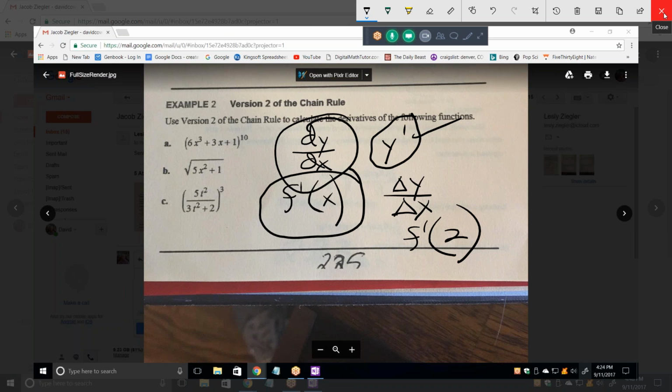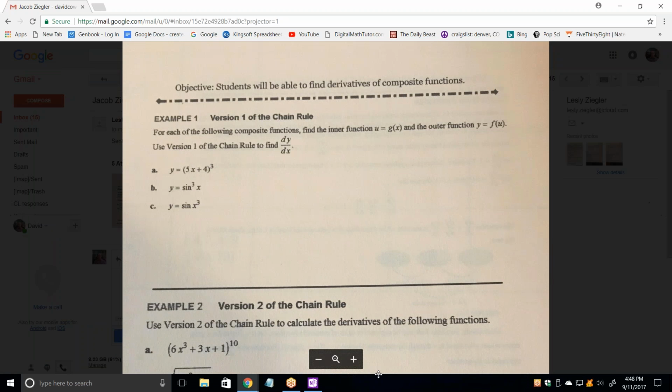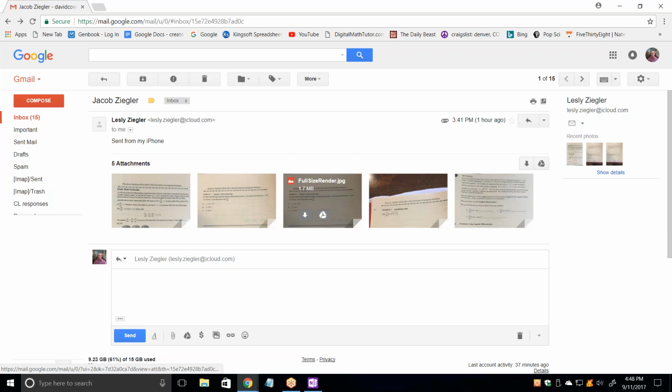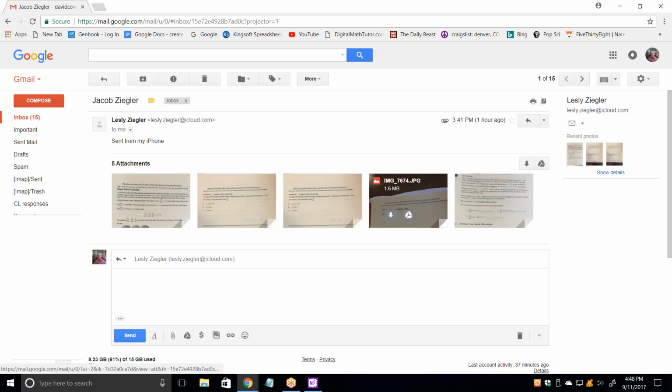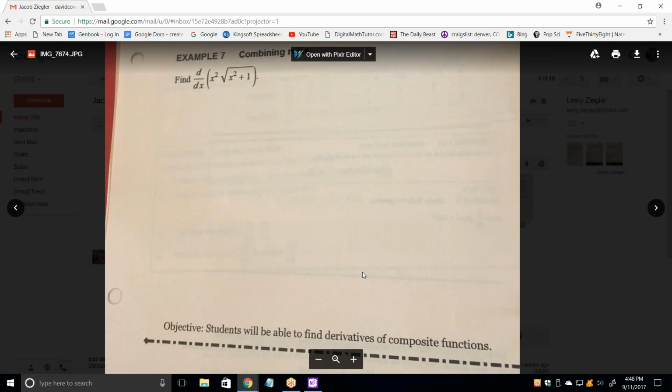All right. All right, that takes care of that page. And a lot of others, because I covered the product rule and the chain rule. This page here? Yeah. No, that was the page we just covered. All right. Combining rules.